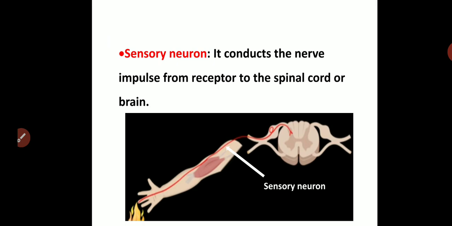Then after the receptor takes the information, what does it do? It sends it along the sensory neuron. You can see the red color line passing from the finger to the hand and then to the spinal cord. So that is a sensory neuron. The impulse of heat is passed on to the spinal cord through the sensory neuron.